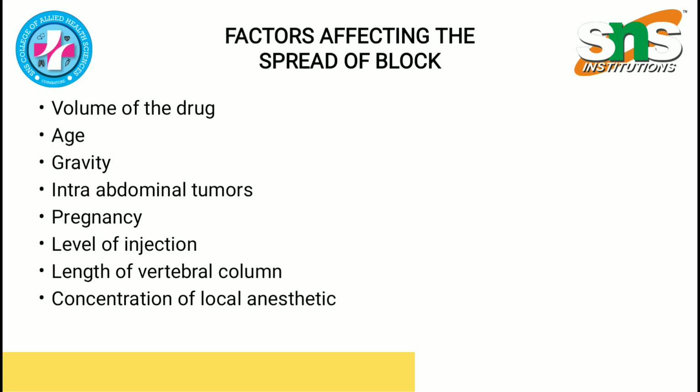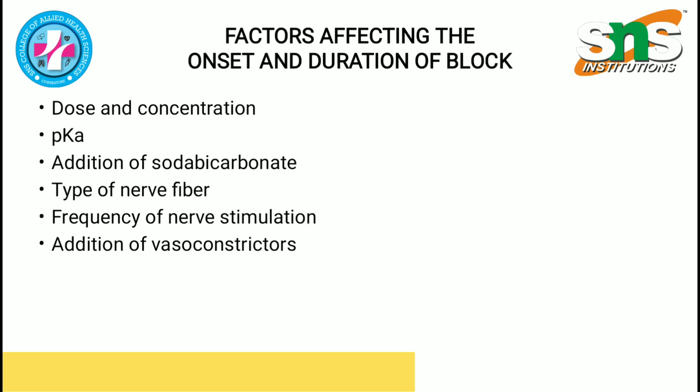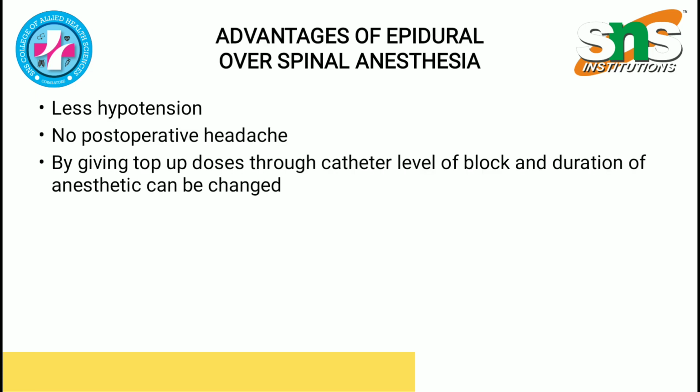Factors affecting the spread of epidural block: volume of the drug, age, gravity, intra-abdominal tumors, pregnancy, level of injection, length of vertebral column, concentration of local anesthetic. Similarly, the factors that affect the onset and duration of block are dose and concentration, addition of sodium bicarbonate, type of nerve fiber, frequency of nerve stimulation, addition of vasoconstrictors.